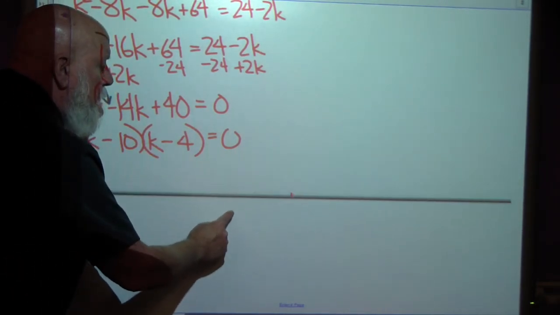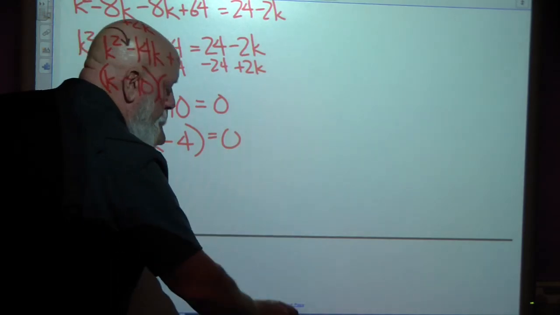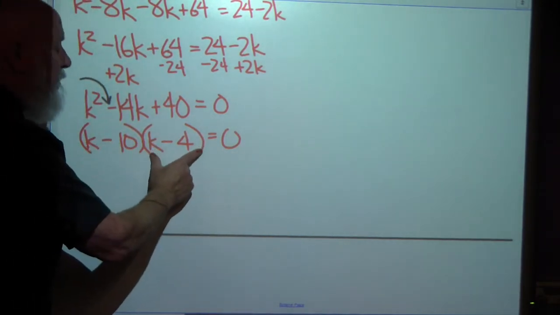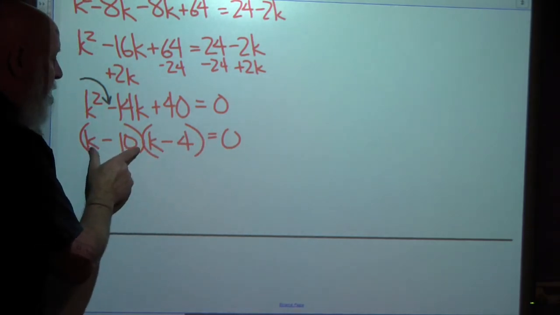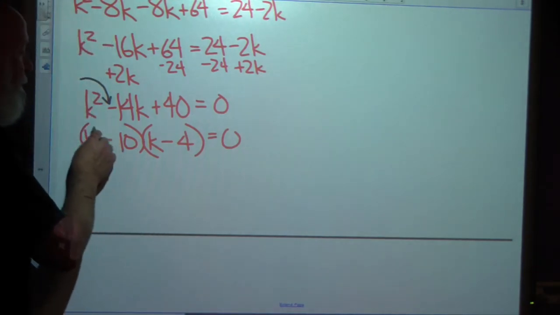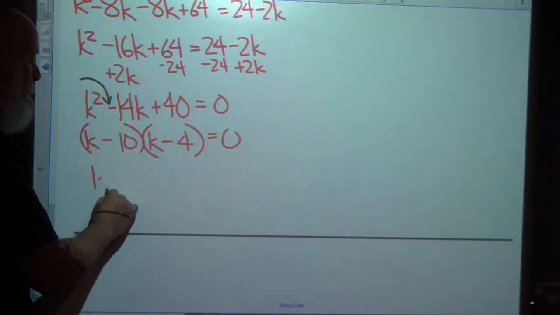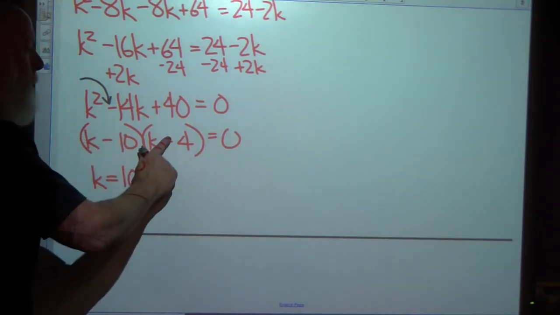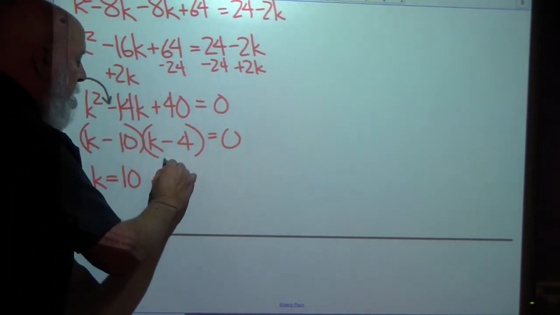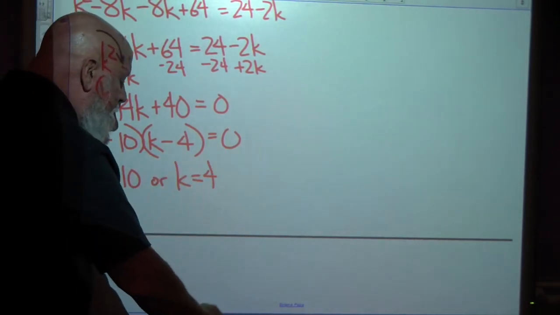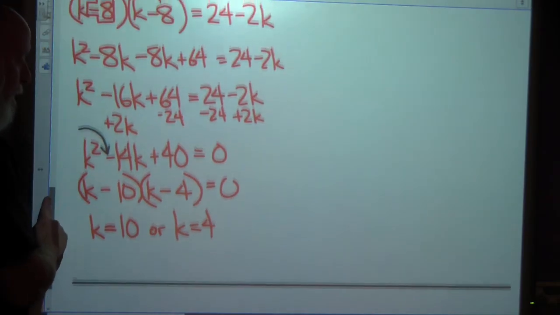I'm going to scooch this down just a little bit. Zero product property says if this chunk, this factor, times this chunk, which is a factor, is 0, one of these factors has to be 0. If this one is 0, that means k has to be positive 10. Positive 10 will turn this to 0. Positive 4 will turn this one to 0. And then I check to see if either one of them is extraneous.